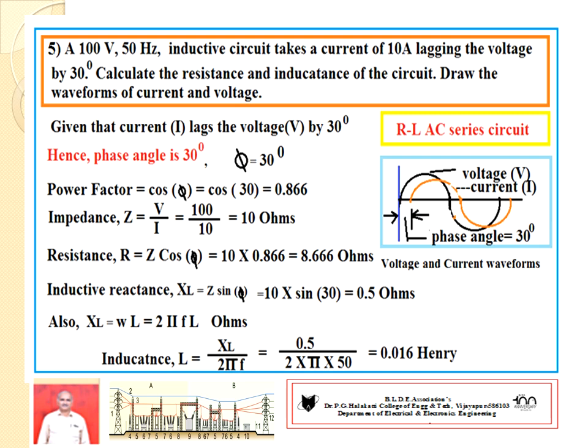Once you know XL, this XL inductive reactance is also equal to 2 pi FL. Then inductance of the circuit becomes L equal to XL divided by 2 pi F. So 0.016 Henry.